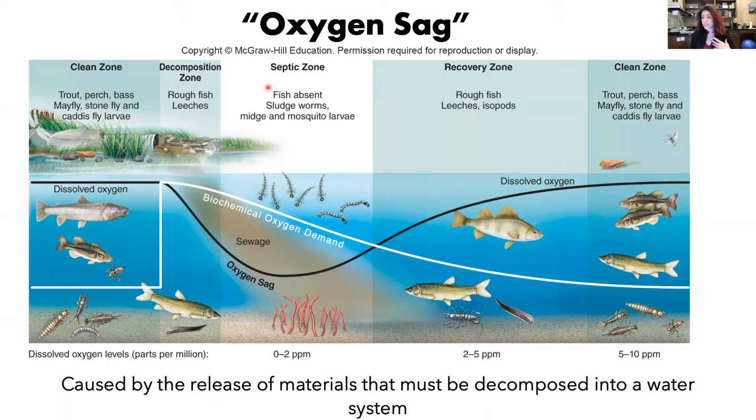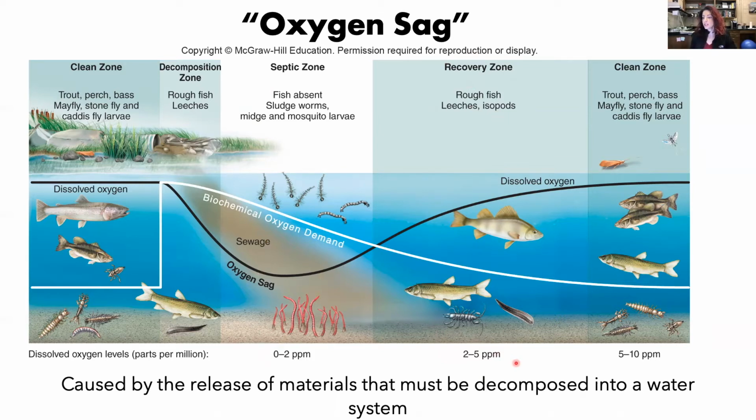Instead of fish, we have sludge worms, we have midge and mosquito larvae. And this is where oxygen levels sag. They fall anywhere from about 0, so no oxygen being there, to as high as 2 ppm. Over here in the recovery zone, this is where we have those rough fish again. We have leeches and isopods, and that's where our oxygen begins to go back up at 2 to 5 parts per million. So what's happening here?